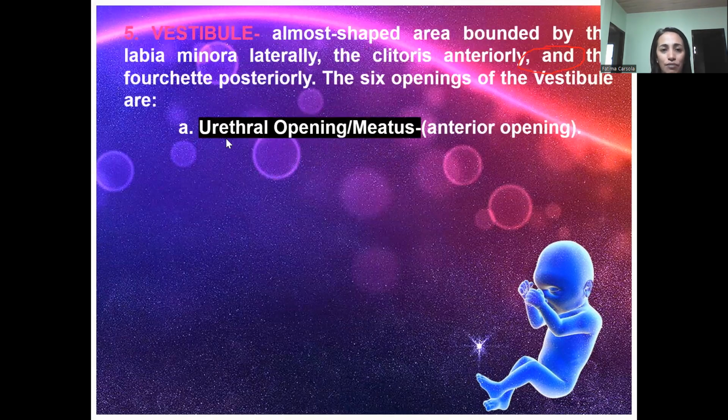We also have here your vestibule. The vestibule is an almond-shaped area bounded by the labia minora laterally, the clitoris anteriorly, and the fourchette posteriorly. And along with the vestibule, we have 6 openings. That is why when you are a woman, you should take note that you should be having at least 7 openings.